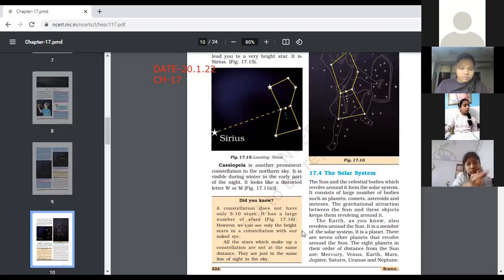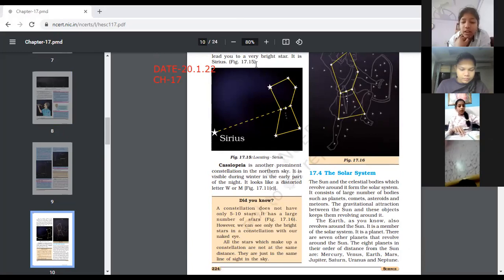Yes, Priyanshi, read it. Did you know? After that, Pratiksha will read. A constellation does not have only 5-10 stars. It has a large number of stars. However, we can see only the brighter stars in the constellation with our naked eyes. All the stars which make up a constellation are not at the same distance. They are just in the same line of sight in the sky.